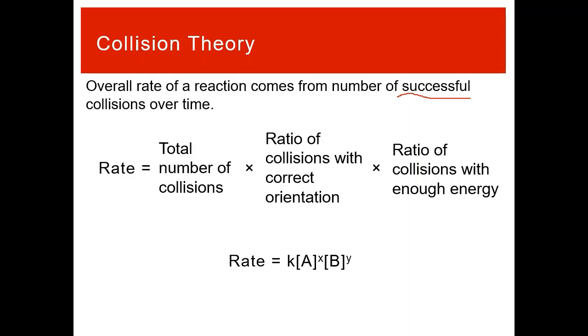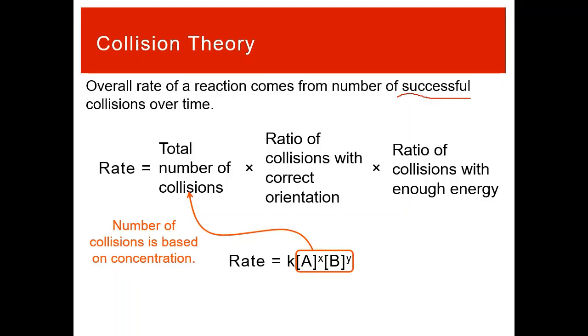determined. We can relate that to the experimental description that comes from the rate law. Rate is equal to k times the concentration of A raised to its order, concentration B, whatever the reactants are, raised to their order. And so this theoretical description needs to jive with that rate law, the experimental description. And so we can see that basically this concentration gives us the total number of collisions.